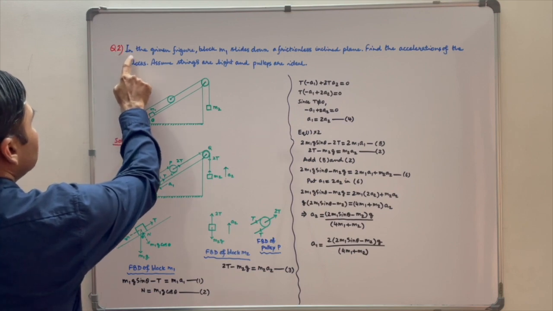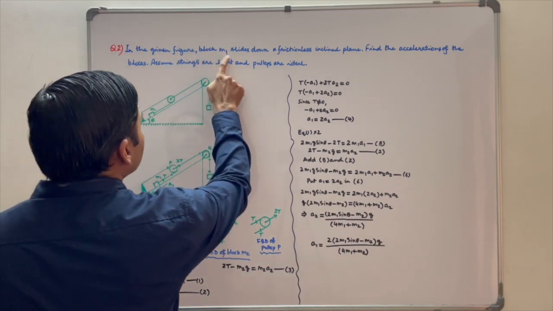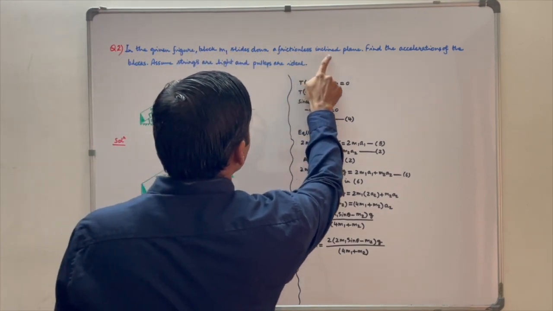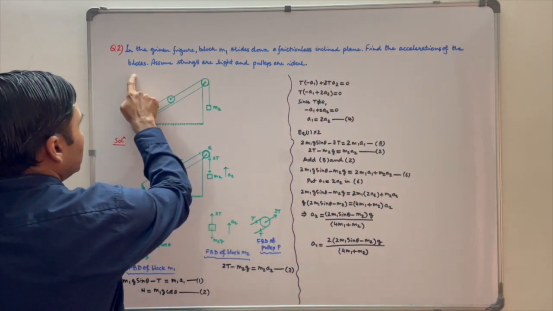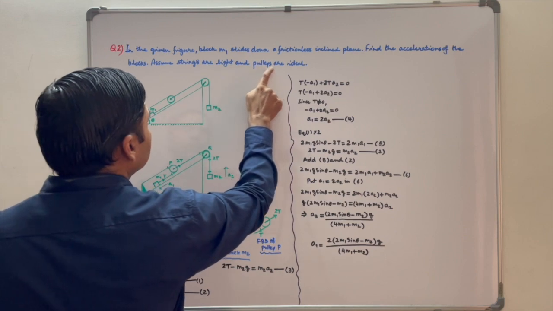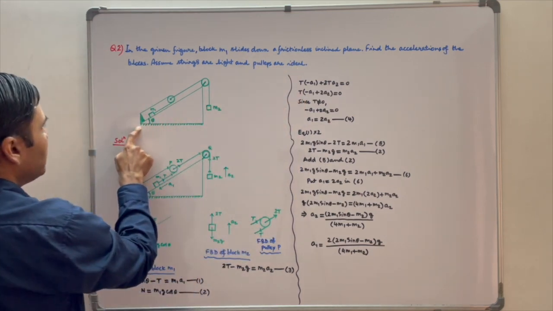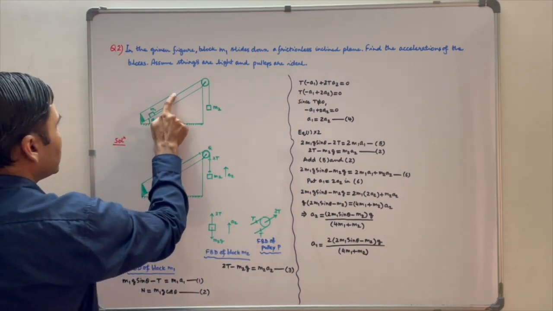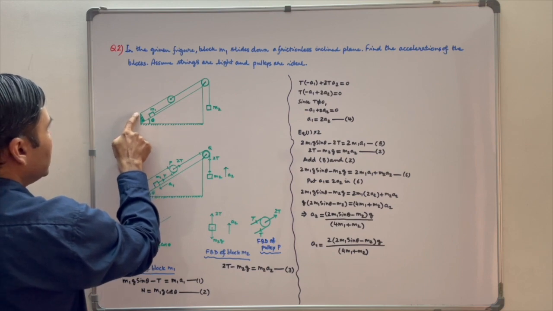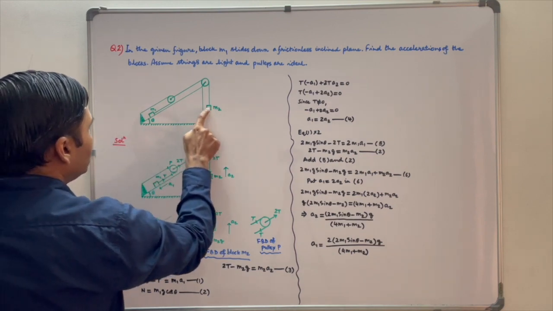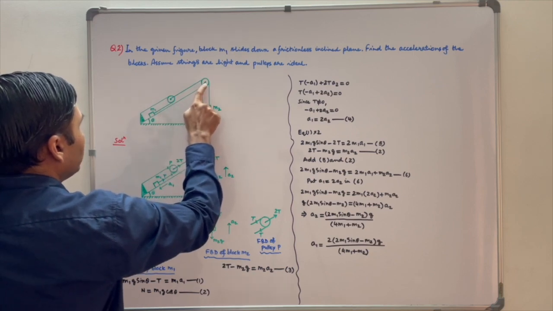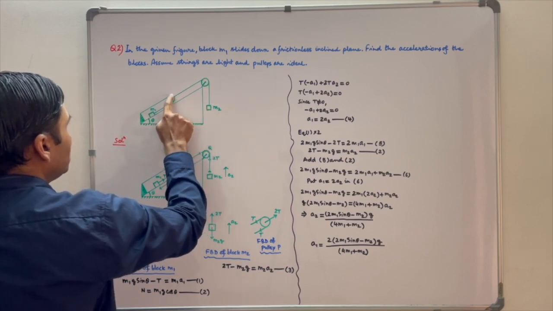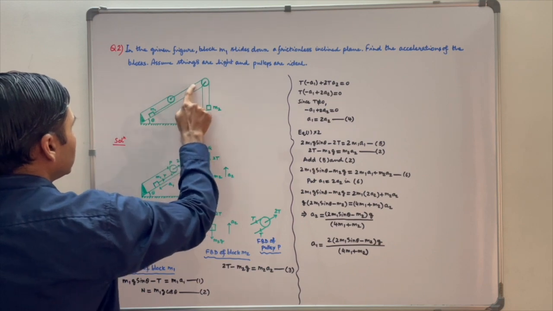Second question: in the given figure, block M1 slides down a frictionless inclined plane. Find the accelerations of the blocks. Assume strings are light and pulleys are ideal. This is the given figure. Block M1 is connected to this string whose other end is fixed. Block M2 is connected to this string. These two pulleys are ideal. This pulley is fixed and this pulley is free to move in this direction.